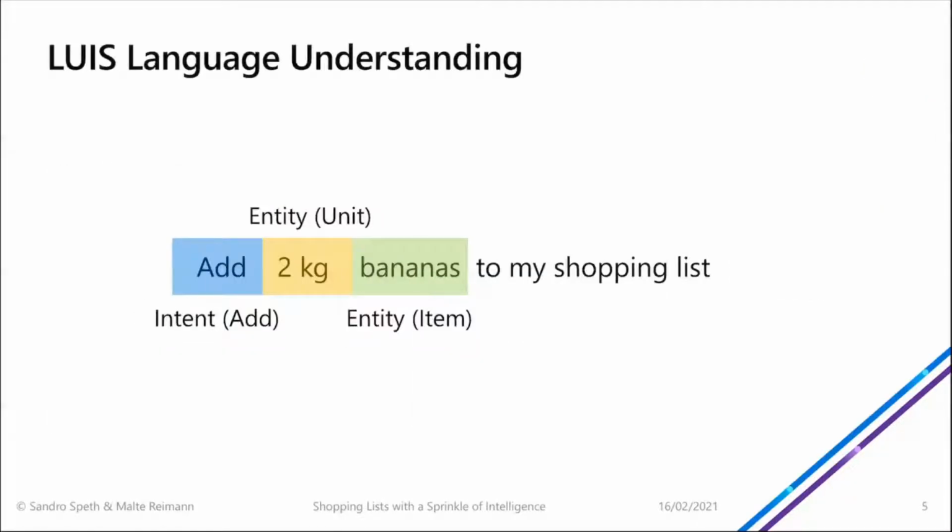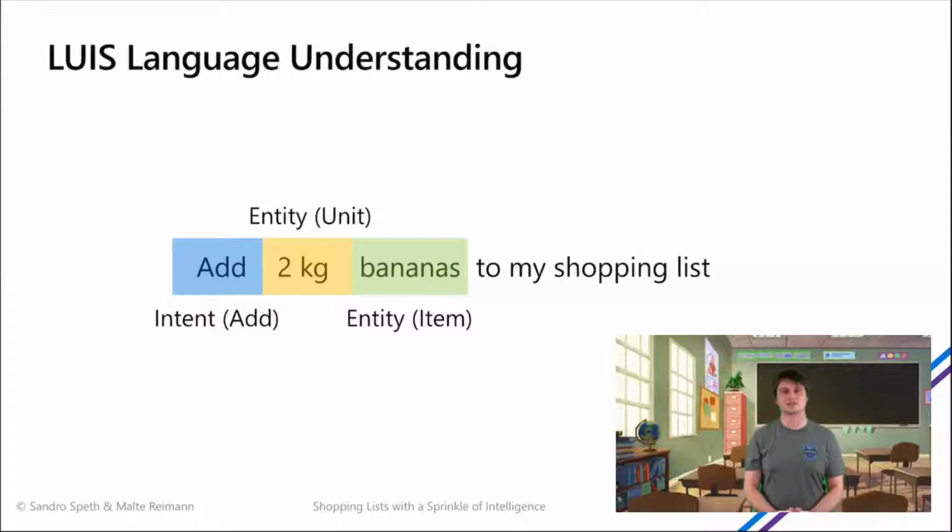Okay, let's take a look at LUIS language understanding. Just imagine we have a sentence like this one: add 2 kilogram bananas to my shopping list. And for example, Malte wrote this in the chat. And then our chatbot is sending this sentence to LUIS. And LUIS will identify the intent from this, add, and two entities, one for the unit and one for the item. In detail, we have two entities for the unit. One is the value and one is the unit name, kilogram. But for brief understanding, we just used a simple model.